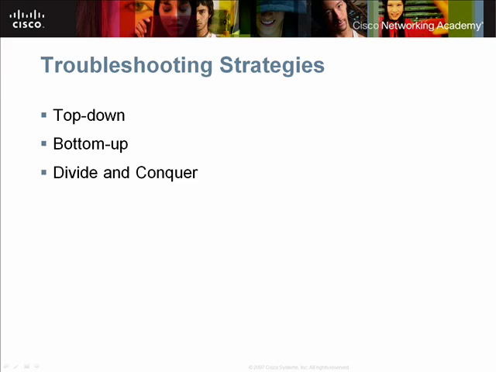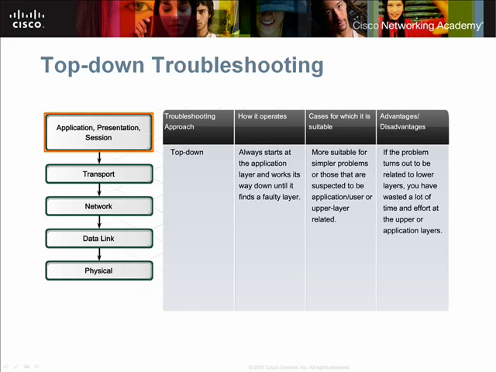Based on the symptoms of your network problem, you may find it valuable to use one of these methods over the others. Let's take a look at each strategy. When using top-down troubleshooting, the networker begins troubleshooting at the application layer and works downward toward a solution. If you suspect that a problem is user-oriented or due to application software settings, the top-down troubleshooting approach should be used.